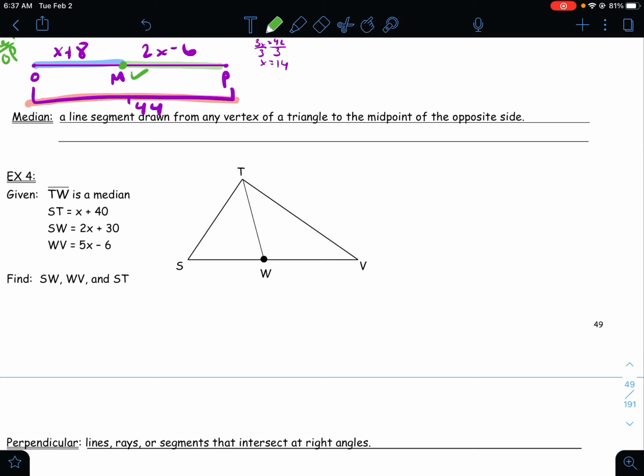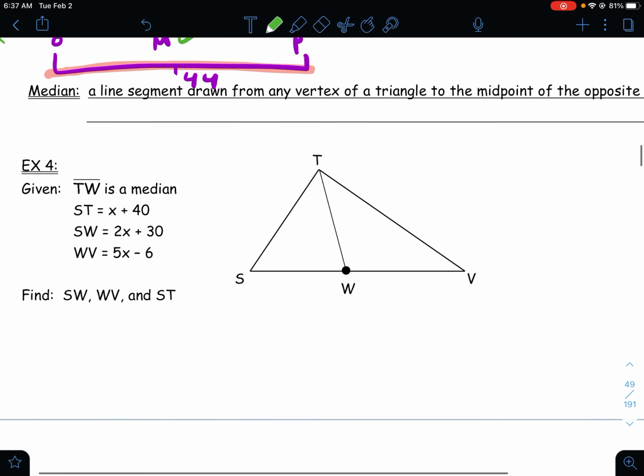All right, we got the median. So the median is a line segment drawn from any vertex of a triangle to the midpoint of the opposite side. So what does this mean? First off, the vertices of the triangle are the 3 points of it. A median is drawn from a vertex to the opposite side, and then it's going to cut that side in half because it's the midpoint.